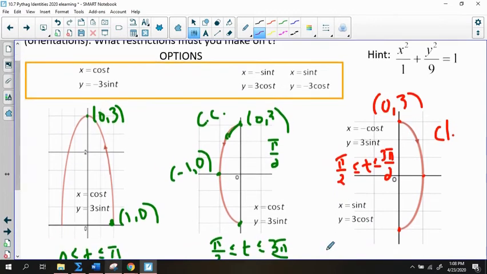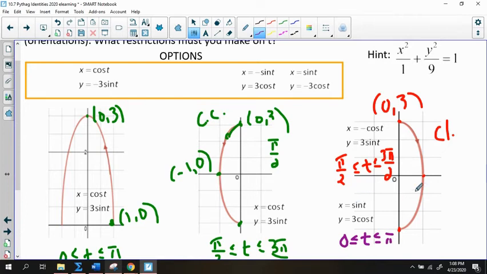So if I let time equals 0 here, so that's my goal. Sine of 0 is 0. So that gives me 0 for my x value. Cosine of 0 is 1. That gives me 3. So that actually works for the first point. So now let's try pi over 2. Sine of pi over 2 is 1.